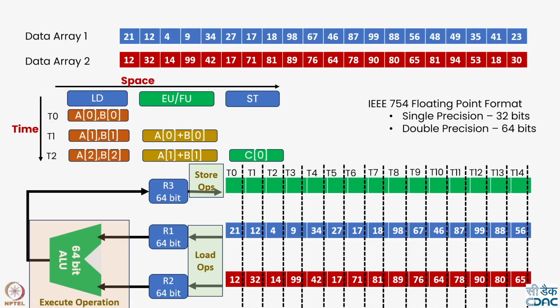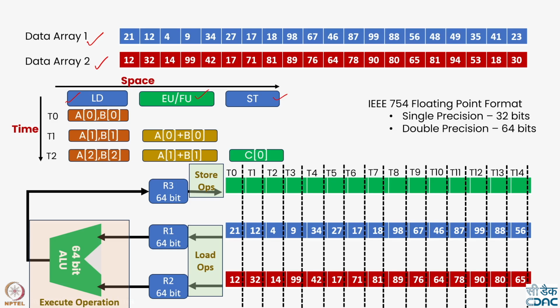So, let us consider I have two arrays, array 1 and array 2. You can see array 1 and array 2 here, and they have some number of elements, and I want these elements to be added. In general, I am considering some pipelining structure that is available. So, the first unit in a pipeline is load, and the second unit is an execution unit where it will perform addition or multiplication, and the last unit in a pipeline stage is the store unit.